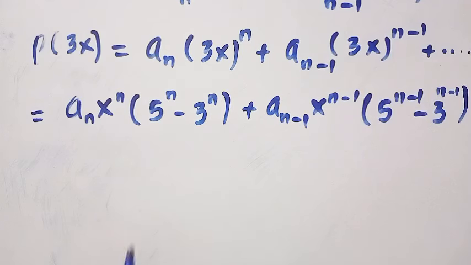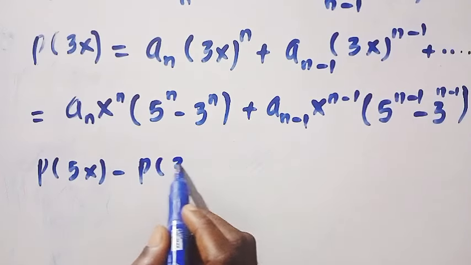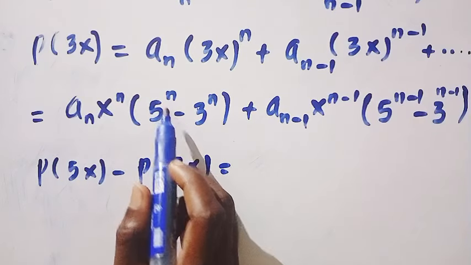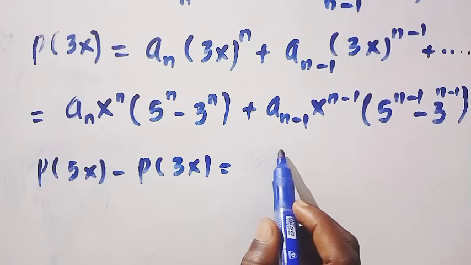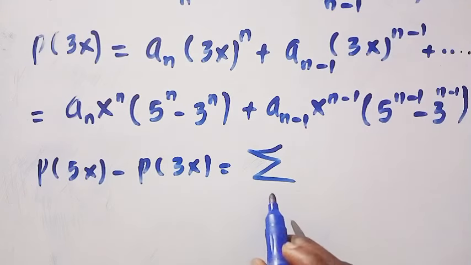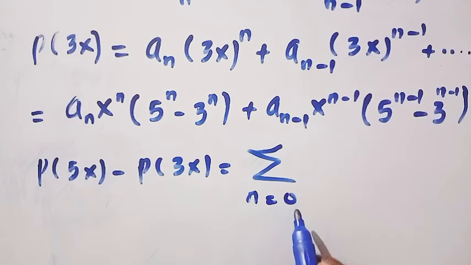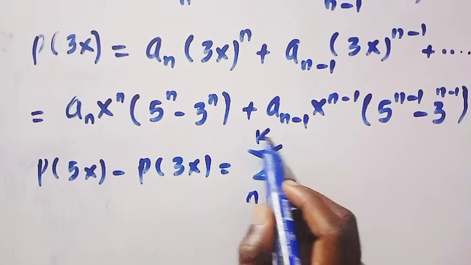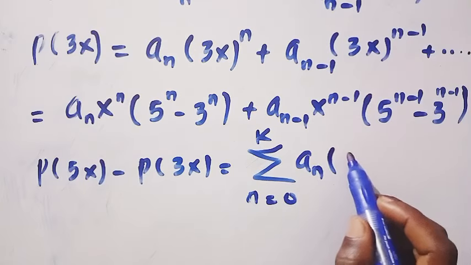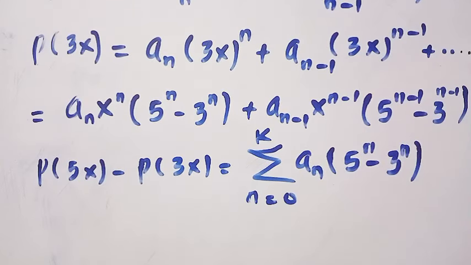So in general terms, we write p of 5x minus p of 3x equals a_n x raised to power n times 5 raised to power n minus 3 raised to power n. We have it as a summation, with n as the highest index, so n equals 0 up to as many as we can have, say k, of the constant coefficient a_n times the bracket 5 raised to power n minus 3 raised to power n. So this is what we are going to have.